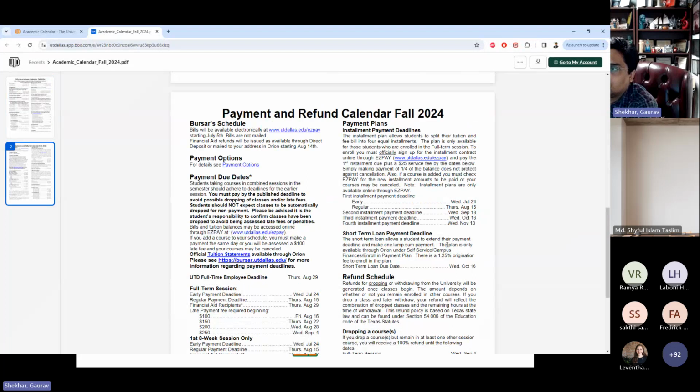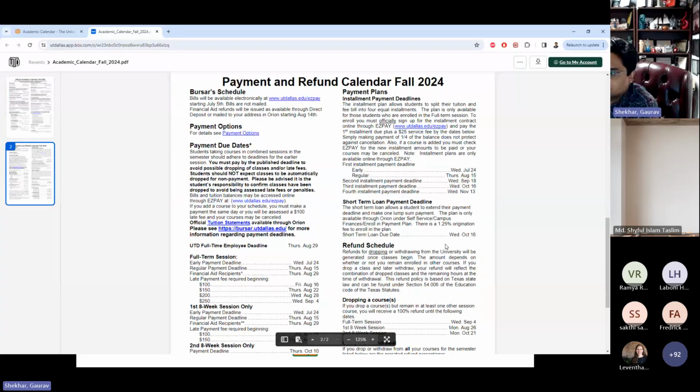Page 2 is all about refund and payments. So you can see that even if you're enrolling right now, your early payment deadline is going to be July 24th. Now, the bursar might come back and say that, okay, we are going to make an extension, but that is up to the bursar. But because we are opening up your registration during the early cycle, we will go by the early payment deadline right there.